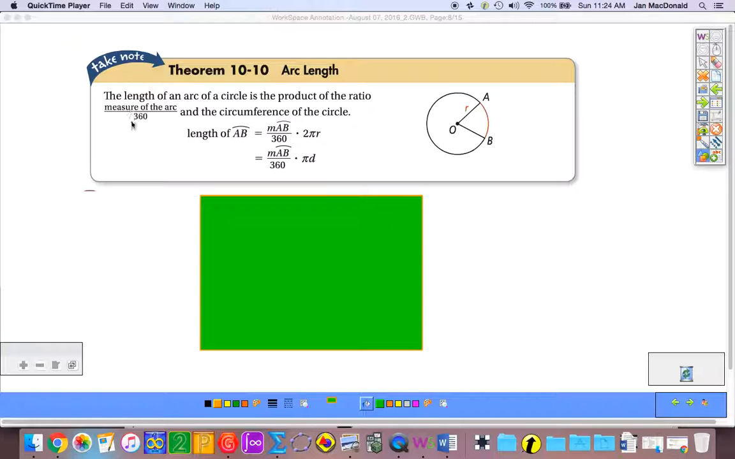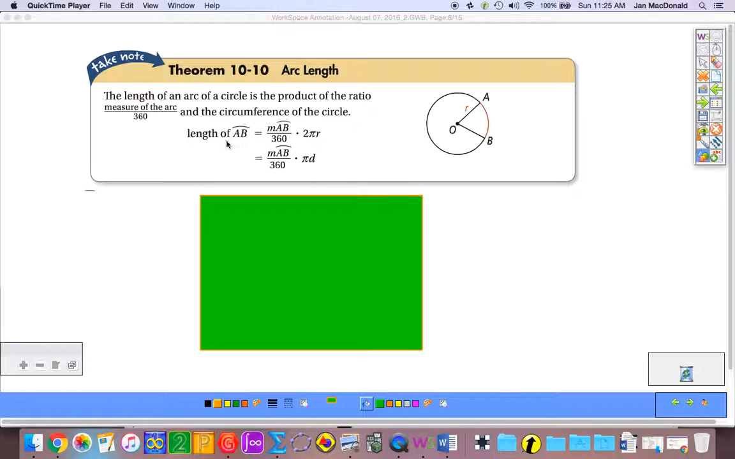So here's our ratio, measure of arc in degrees divided by 360. We're going to multiply that by the circumference of the circle. So to find the measure of arc AB, which is this arc right here, we would find the arc measure, which is an angle measurement, divided by 360, and then multiply it by 2 pi r. This is one of our formulas for circumference of a circle. We should recognize by now that 2 times the radius is in fact the diameter of a circle.